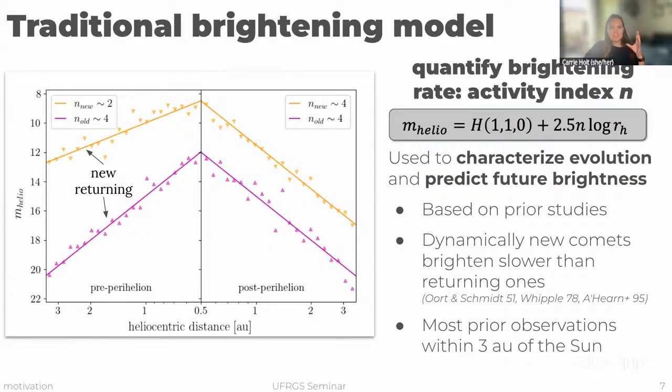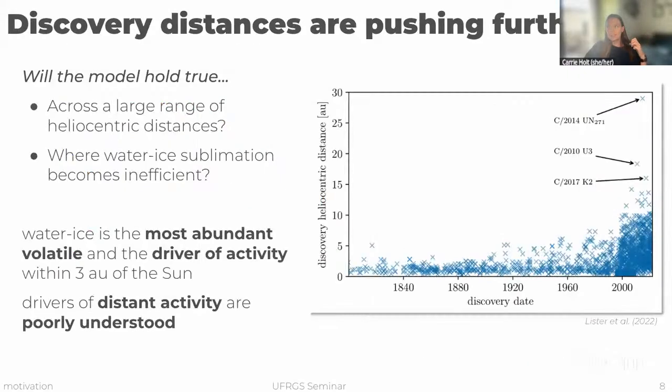However, the big caveat here is that these studies and this model originated with comet observations that occurred within 3 AU from the sun. But now we can discover comets much further out, much further than 3 AU from the sun. And this 3 AU from the sun is an important cutoff here because that is where water ice sublimation, which is the most abundant volatile that we see in comets, is really driving the activity within 3 AU of the sun.